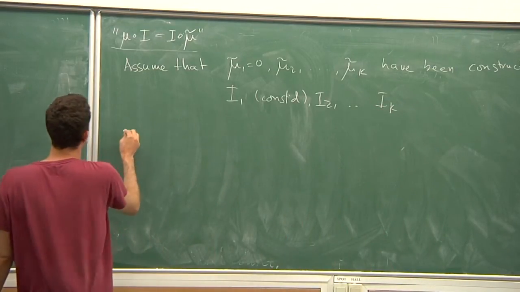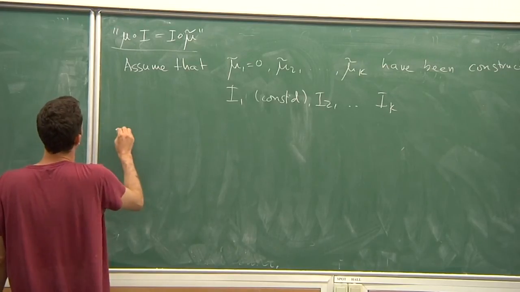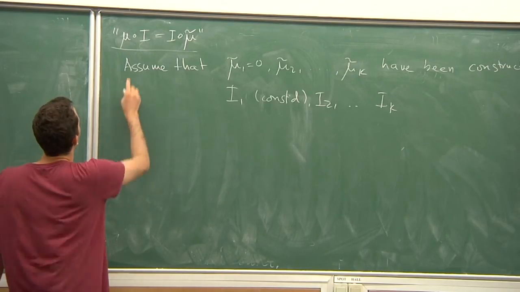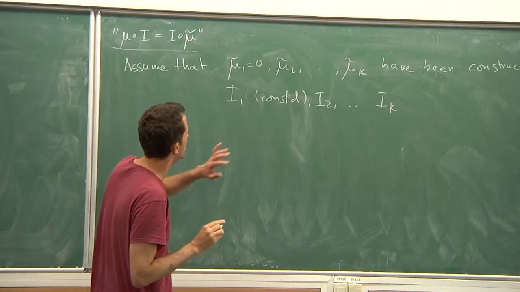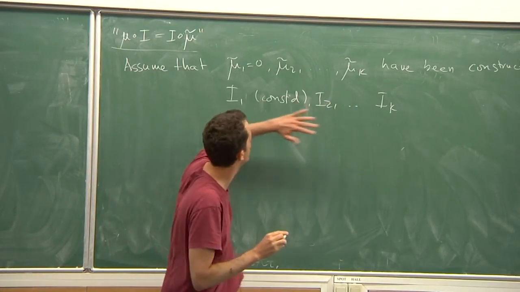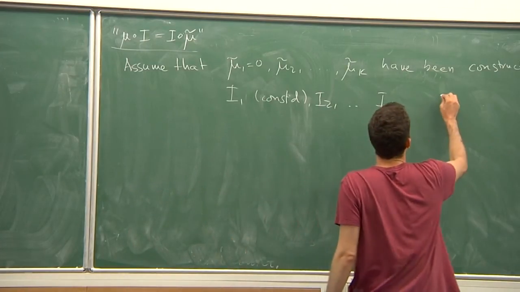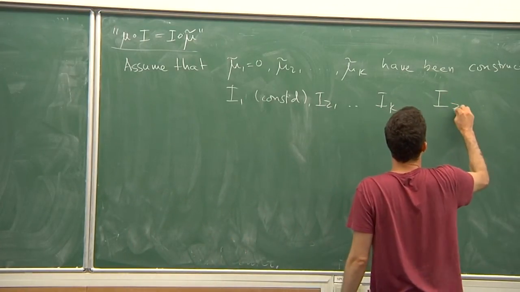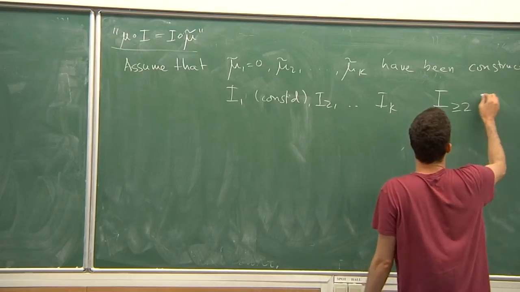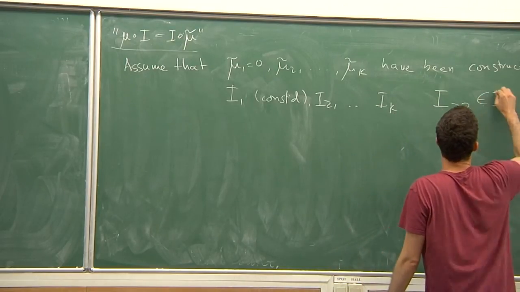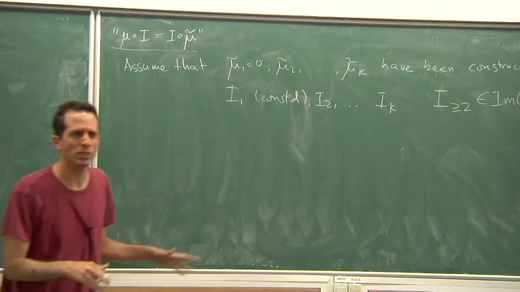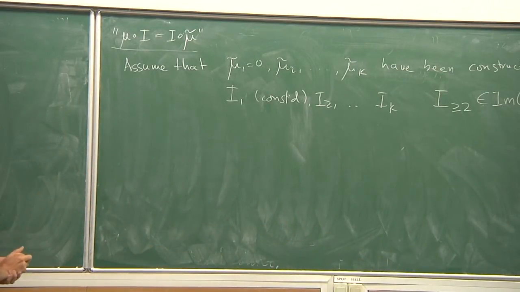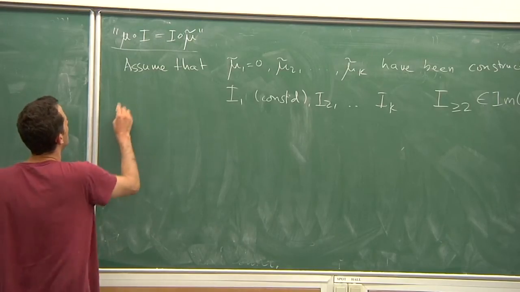So let's write this relation at the k plus 1 order. I'll add another assumption on Ik. Maybe I'll say it now. I also want to assume, and we'll prove this by induction, that I greater than or equal to 2 lies in the image of h. So the proof will be by induction. We'll construct the next order term from the previous ones.